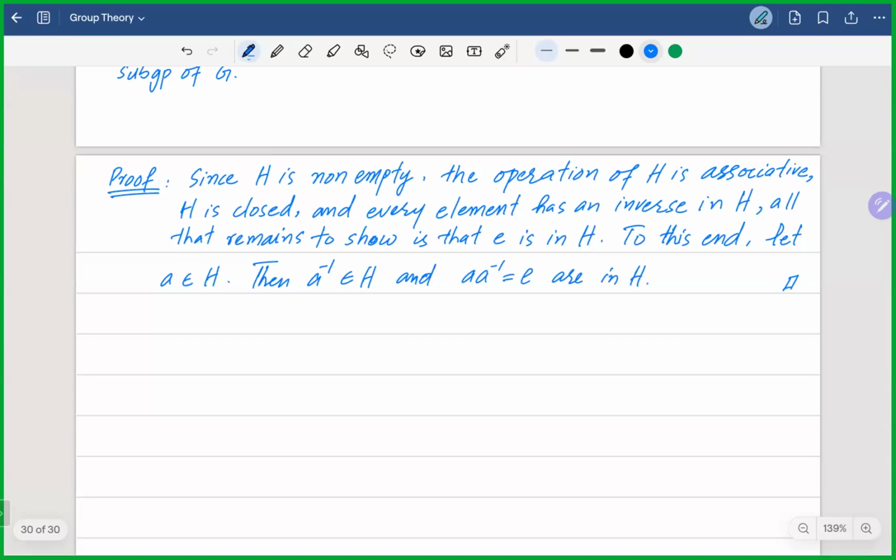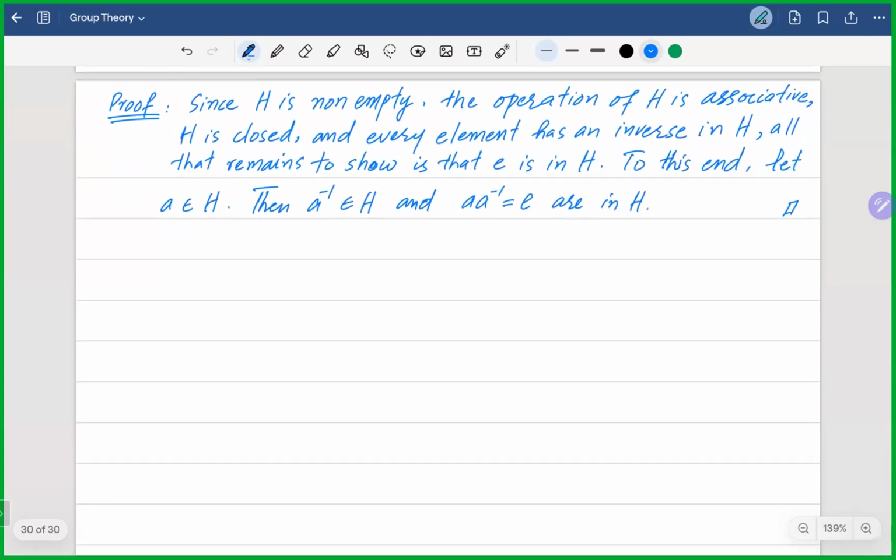Now let's illustrate. So when applying the two-step subgroup test, we proceed exactly as in the case of one-step subgroup test, except we use the assumption that A and B have the property P to prove that AB has the property P and that A inverse has the property P. Okay, so those are the assumptions. Now let's present the example.